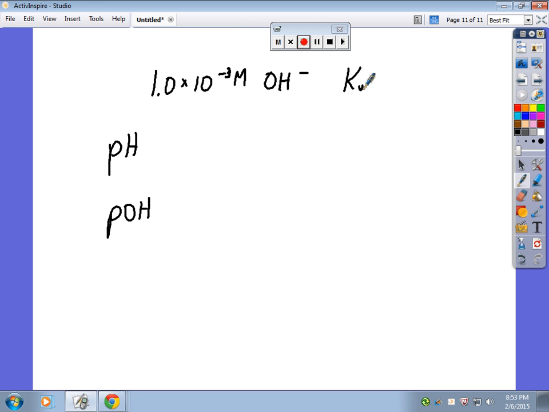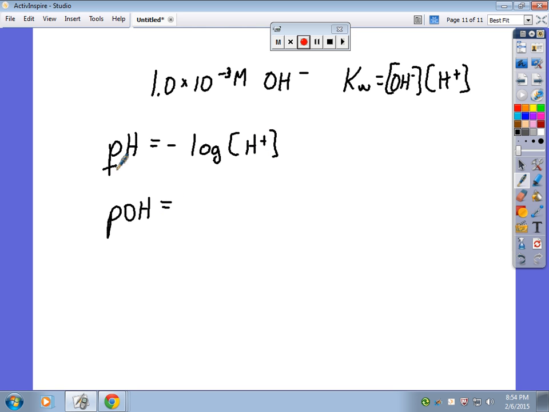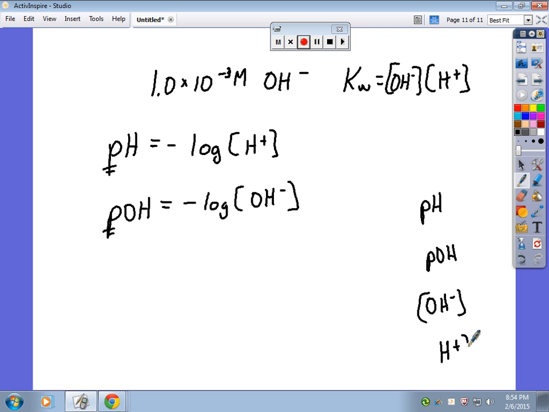So what do I know? I know that Kw equals [OH minus][H plus]. And there's no right or wrong way to do this. I know that pH, there's all kinds of ways, equals the negative log of my hydrogen ion concentration. pOH, because p means negative log, pOH means negative log of my hydroxide ion concentration. Okay, and they want me to find the pH and the pOH. And I'm going to tell you also that I want to find the hydroxide ion concentration and the hydrogen ion concentration. Well, we already know the hydroxide ion concentration, don't we?